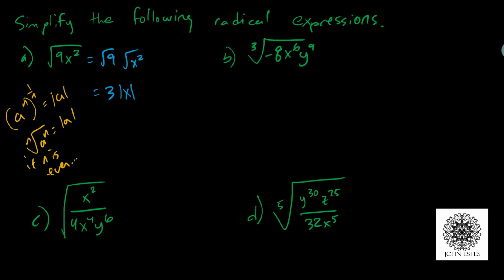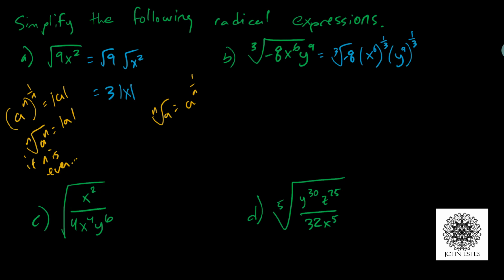Now moving on to part B, this time we want to look at the cube root of negative 8 x to the 6th, y to the 9th. So remember that is the same as saying the cube root of negative 8 times, instead of saying the cube root this time, I'm going to say x to the 6th to the 1/3 power and y to the 9th to the 1/3 power. Because remember, when I have the nth root of something, that's another way of saying to the 1 over n exponent.